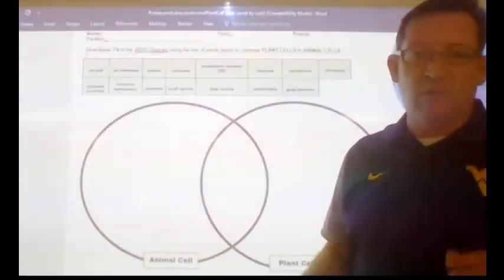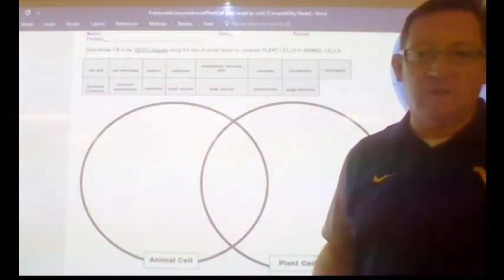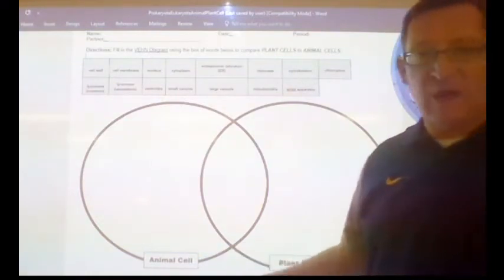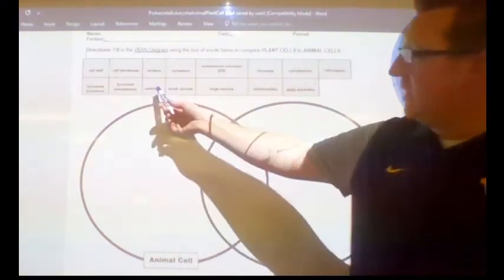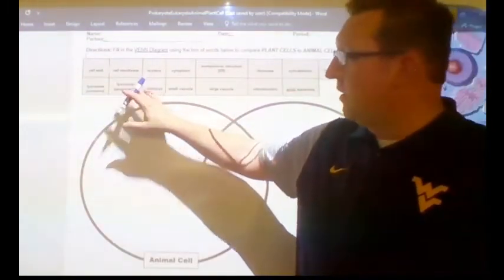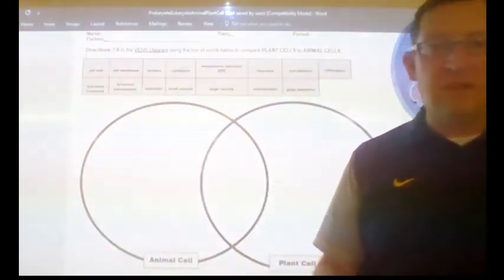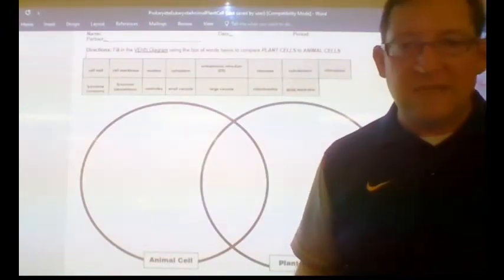I'm going to show you guys how to do a Venn diagram, and we're going to be doing a Venn diagram comparing and contrasting an animal cell with a plant cell. Right here we have our vocabulary. You can't really see it on the board very well, but you guys should have a list that you could download, or else that I emailed to you.